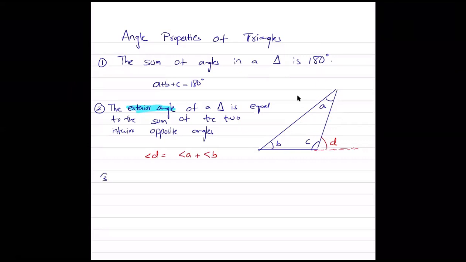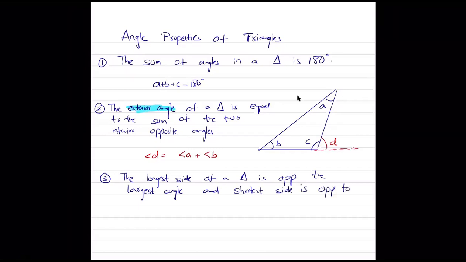And the third property is that the longest side of a triangle is opposite to the largest angle, and the shortest side is opposite to the shortest angle.